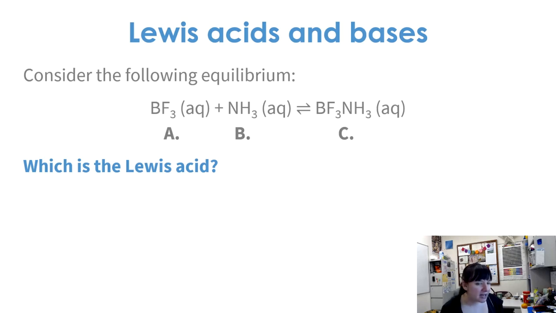So I would suggest drawing out the Lewis structures of these different substances, at least definitely of the reactants. That may give you some insight as to which one may be the electron acceptor and which one may be the electron donor. So go ahead and pause here, draw out the Lewis structures of our different chemicals, and see how that electron movement is occurring.